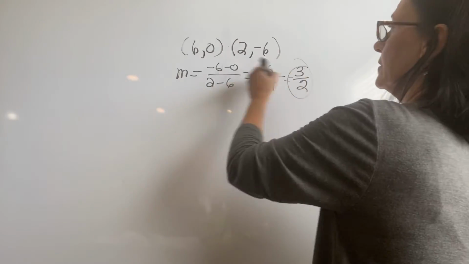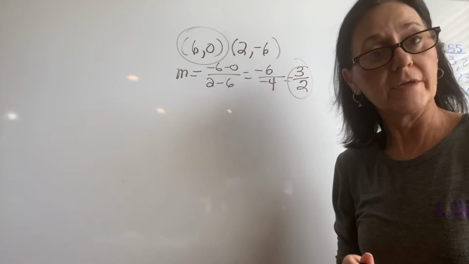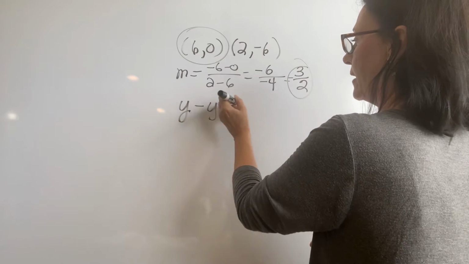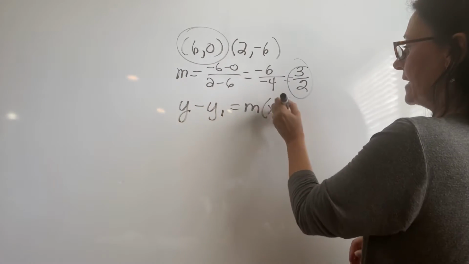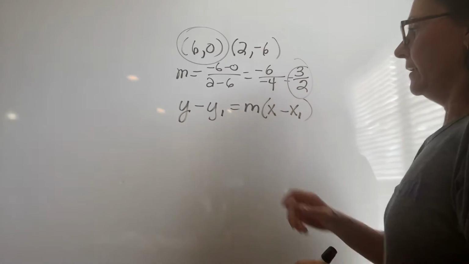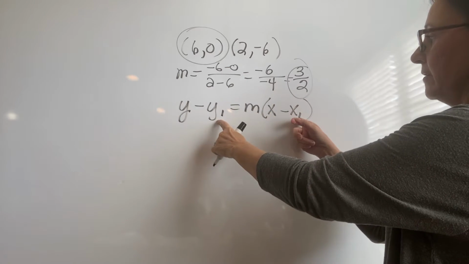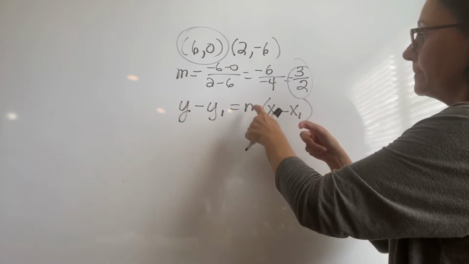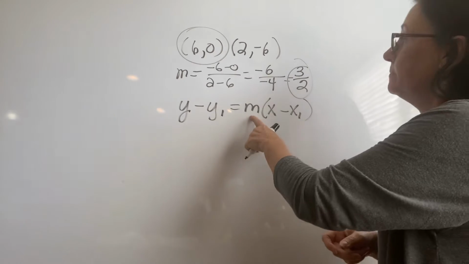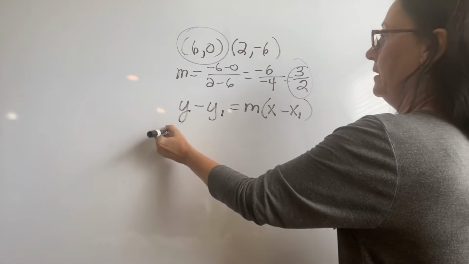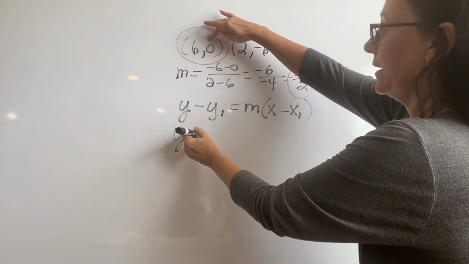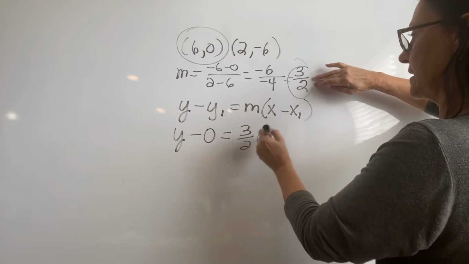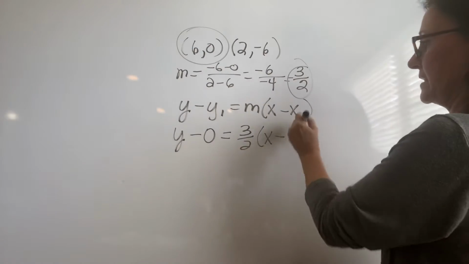I have a slope, I have a point, I use the point slope formula. What's the point slope formula? Y minus y sub 1 equals the slope times x minus x sub 1. Here's where I substitute in the xy coordinate point, and here's where I substitute in the slope. So y minus the y coordinate 0 equals the slope 3/2 times x minus the x coordinate 6.